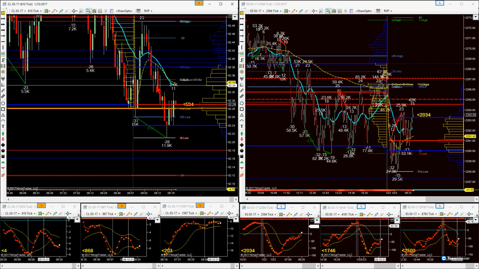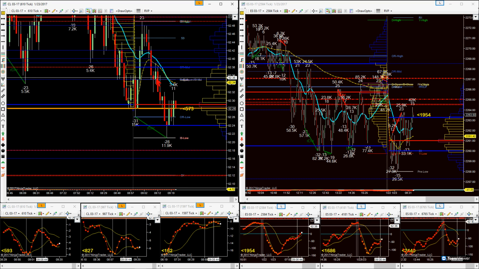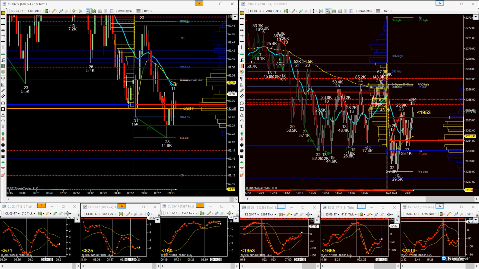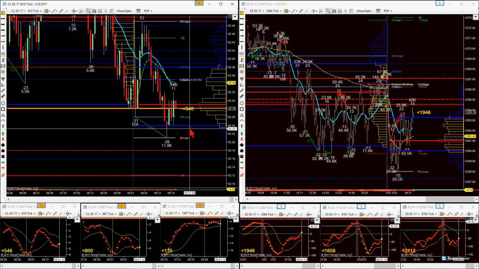Creating a point of consolidation. You can see we consolidated here a little bit, snapped away, came back down, consolidated here. We've snapped away, and let's see what ultimately comes of that.